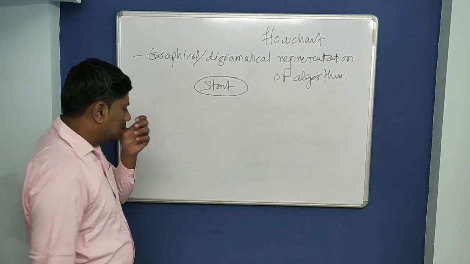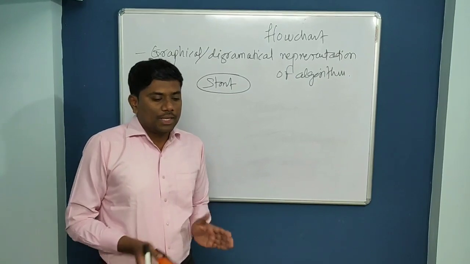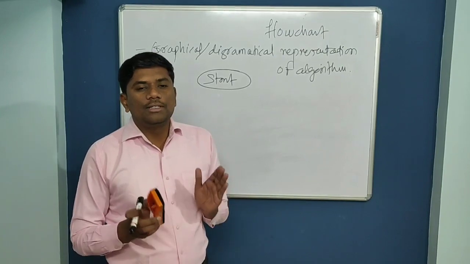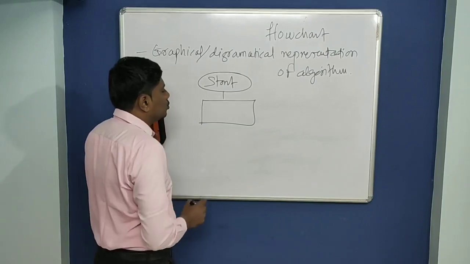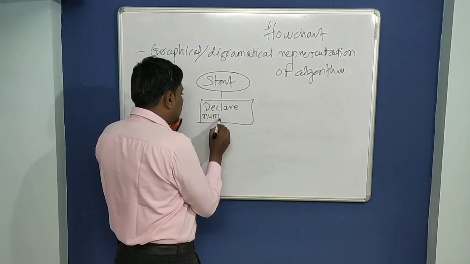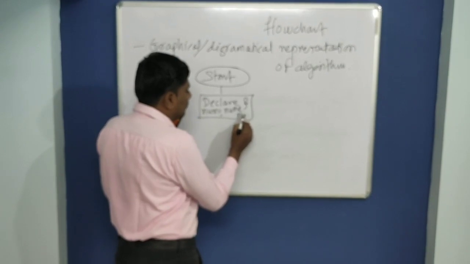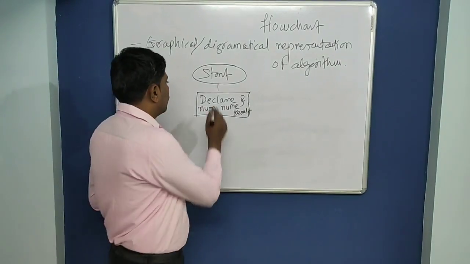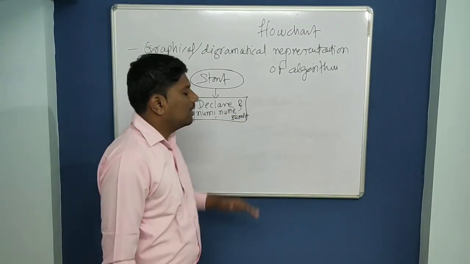Now what was the next step? Step two in the algorithm was declaring variables. Declaring variables is a statement, it is a process. So you should use a rectangle. We declare variables number 1, number 2 and result. After start it is declaring variables: number 1, number 2 and result.